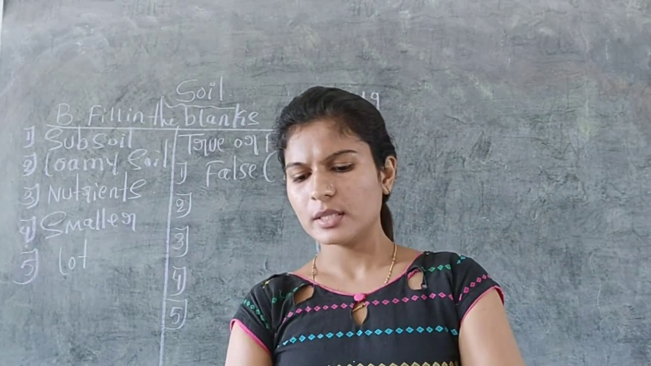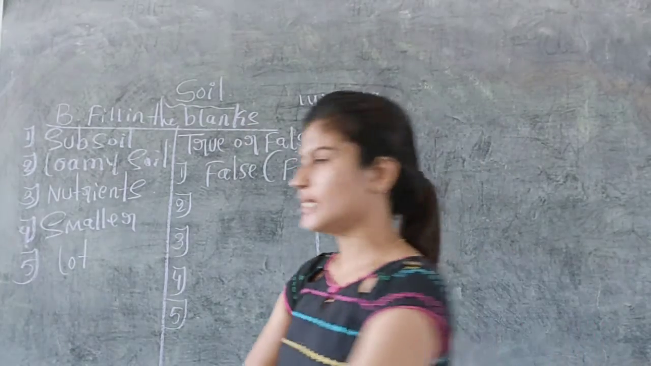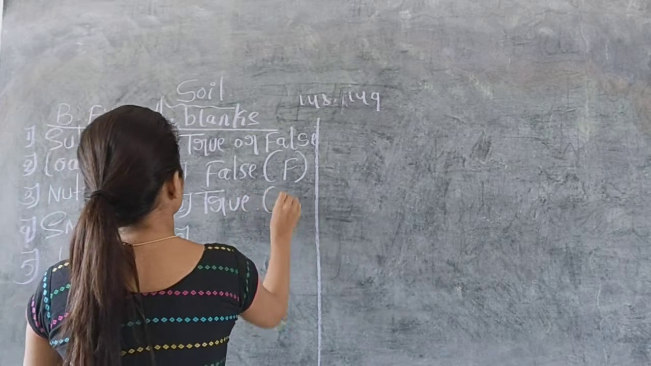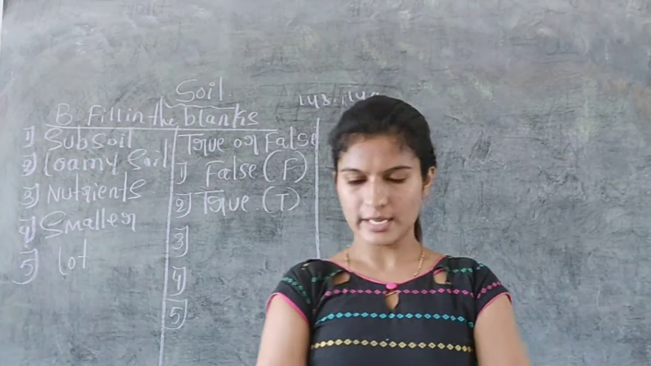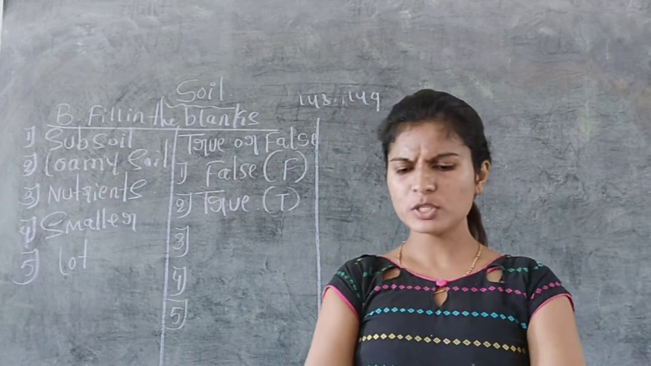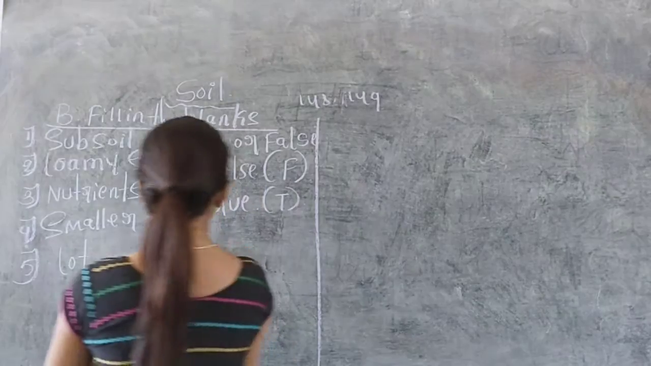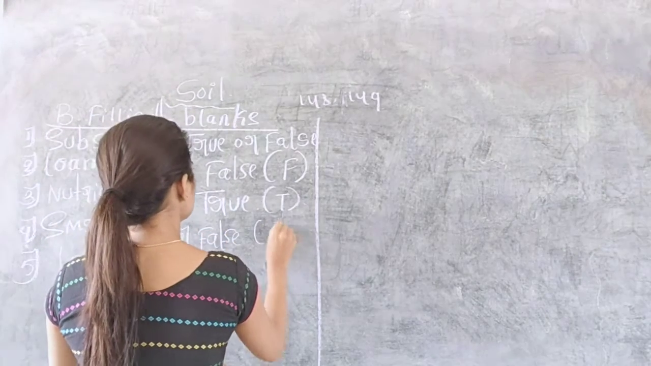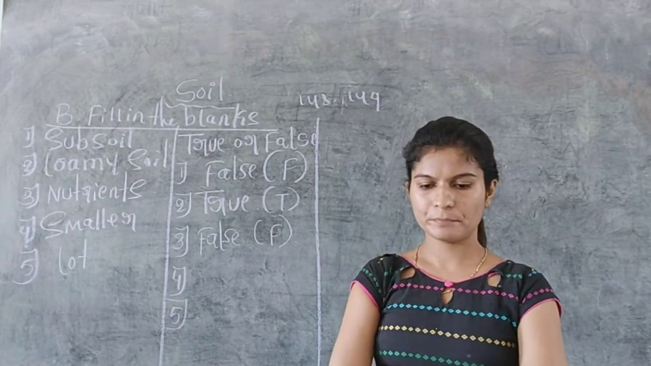Next, the best soil for the growth of plants is loamy soil. Yes, it is true. For the growth of the plants, loamy soil is very fertile. Okay. Third one, loamy soil cannot hold both air and water. No, it is false, because loamy soil holds both air and water. Okay.